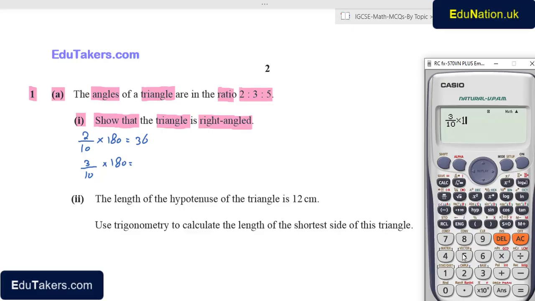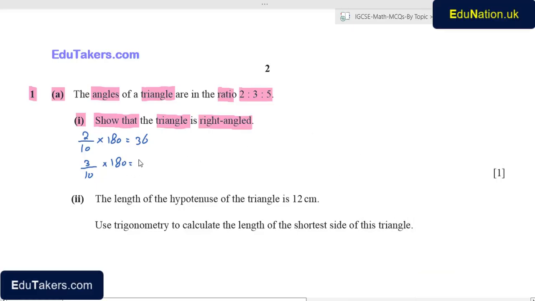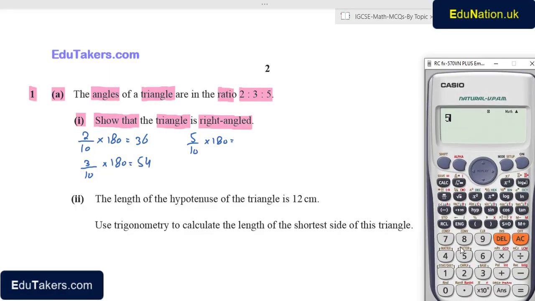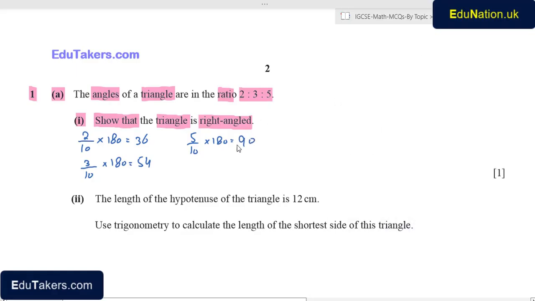3 over 10 of 180 is 54. And the third angle is 5 over 10 of 180. 5 over 10 of 180 is 90. So one angle in this triangle is a right angle. So this triangle is right angled.